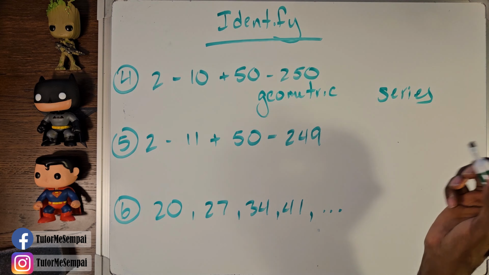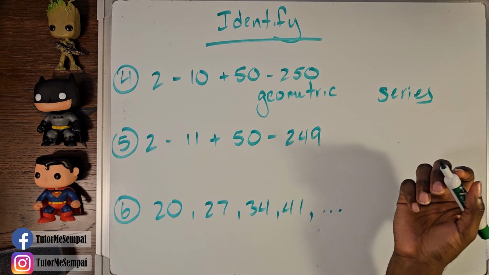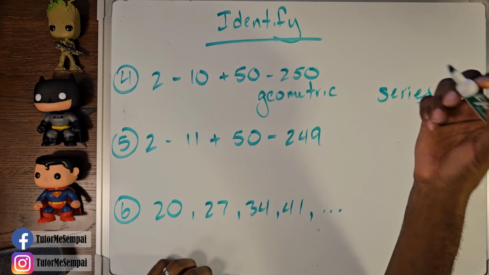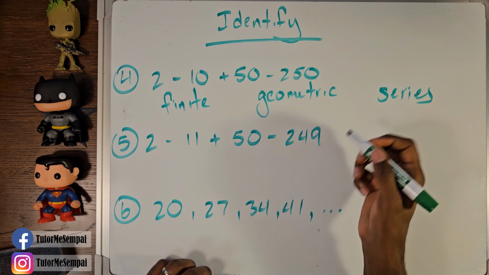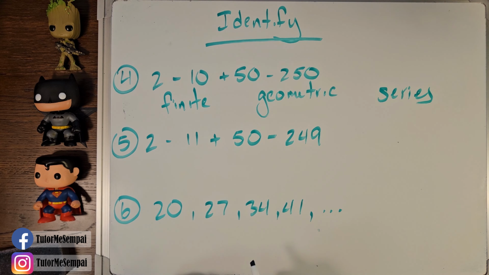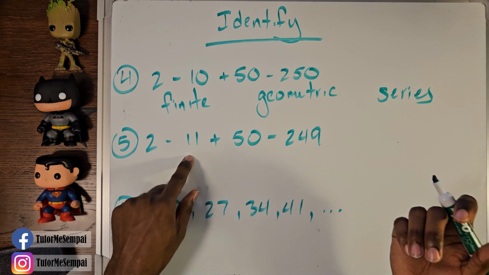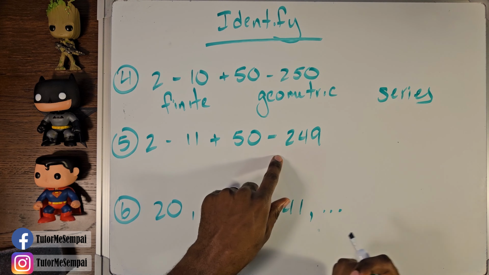We have a geometric series here. Is it finite or infinite? Well, this is going to be finite because it's not continuing. We have a finite geometric series. How about number 5? We have 2 minus 11 plus 50 minus 249.